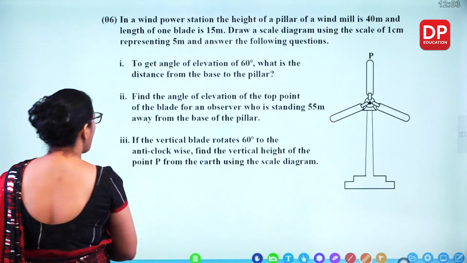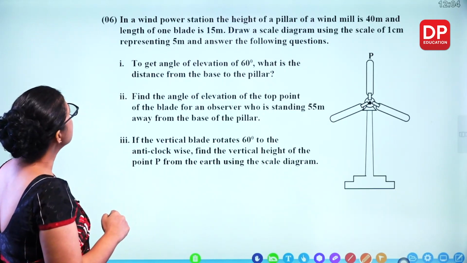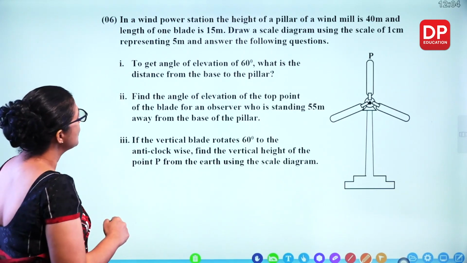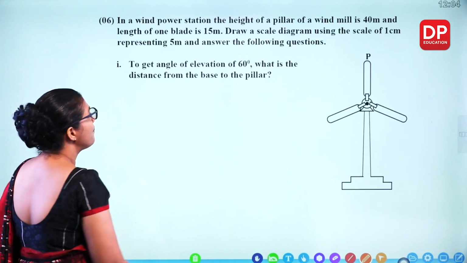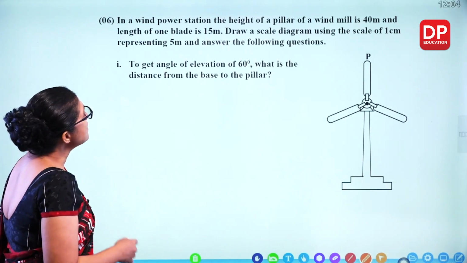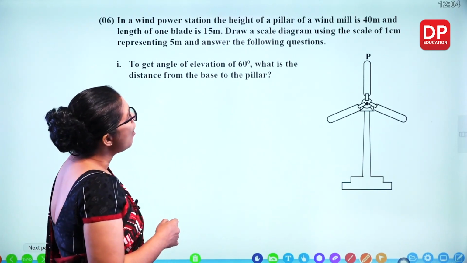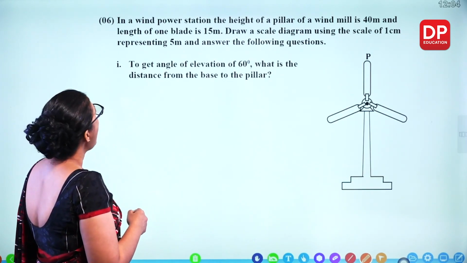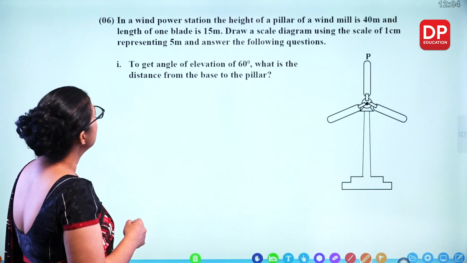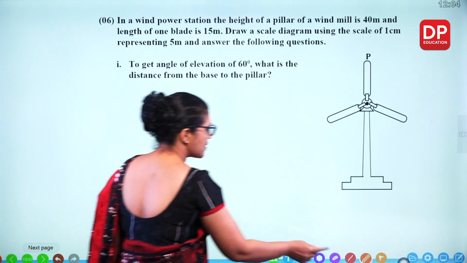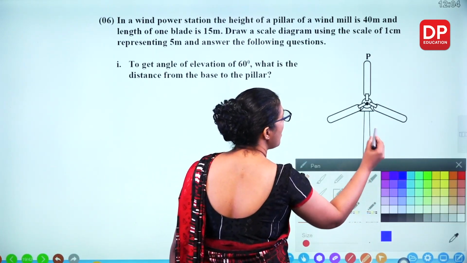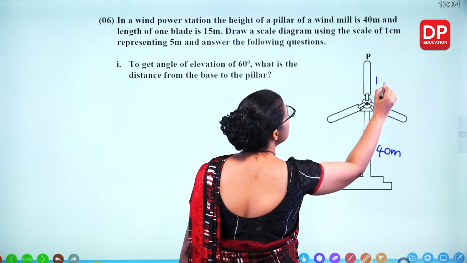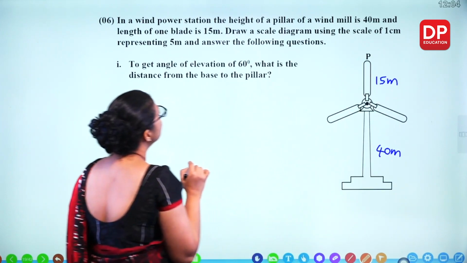Let's take the next one. Question number 6. So you get 3 parts there. So we'll do it separately. In a wind power station, the height of a pillar of a windmill is 40 meters. And the length of one blade is 15 meters. So we'll try to mark. This is 40 meters. And 15 meters is one blade.